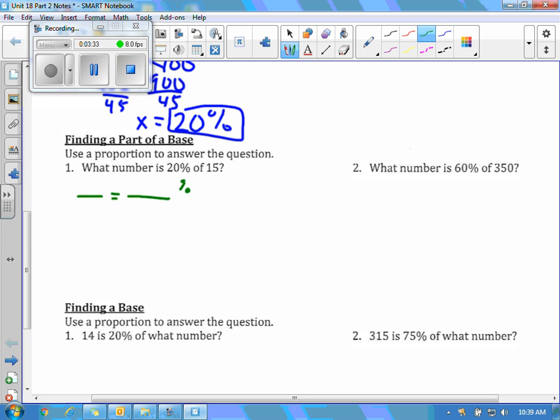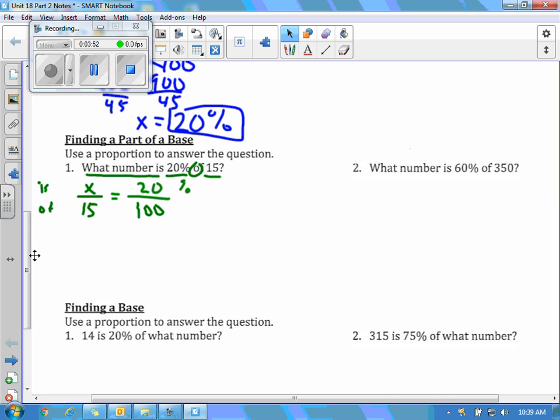Percent is going to be in the top right. 100 is going to be the bottom right. Is is top left, of is bottom left. So it says what number is. So we're looking for the top left. So that's x. 20%, so 20 goes there. Of 15. So 15 is on the bottom.